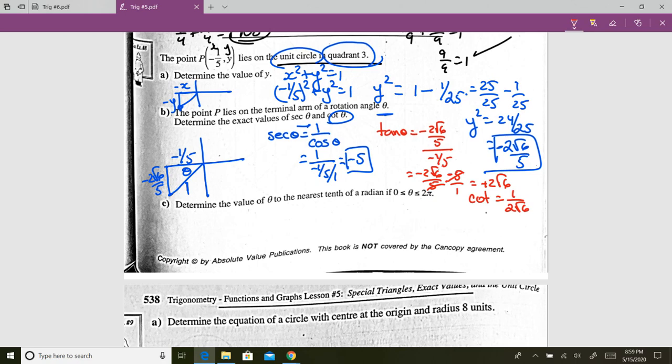For those of you that like to rationalize, you multiply by root 6 over root 6. So you would get root 6 over root 6 times root 6 is 6 times 2 is 12. That's a lot of work.